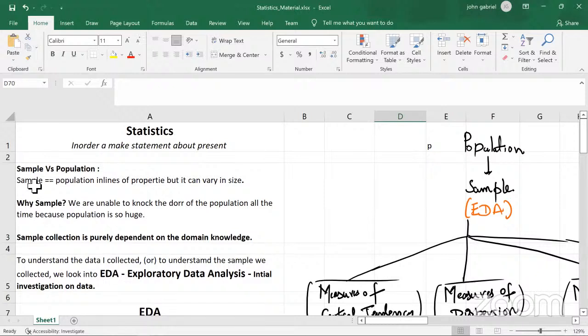You can think of this biryani example, what I've said. Population size is so huge, entire biryani. Sample size is small. But how exactly this sample and population should be, it should be equal in lines of properties. If I'm tasting it, if I'm saying, hey, this biryani came out well, which means that the entire biryani has come out well. So sample should be equal to population in lines of properties, but it can vary in size. Now, why sample? Because we are unable to knock the door of the population all the time because population size is so huge. And one more point here I just mentioned, sample collection is purely dependent on the domain knowledge.